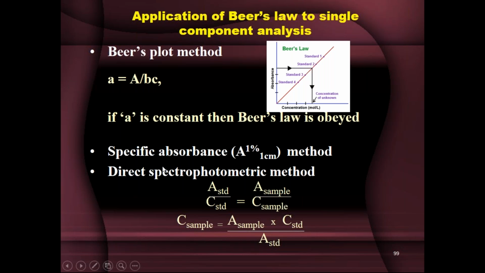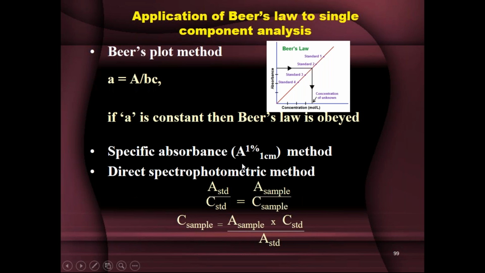So this is a very accurate method. The second type of method for single component analysis is the specific absorbance method. What is specific absorbance? It's the absorbance of a 1% solution through a path length of 1 centimeter. So it's A 1%, 1 centimeter. 1 centimeter is in the subscript and 1% is the superscript for A. That is specific absorbance. A 1% solution means 1 gram in 100 ml solution.